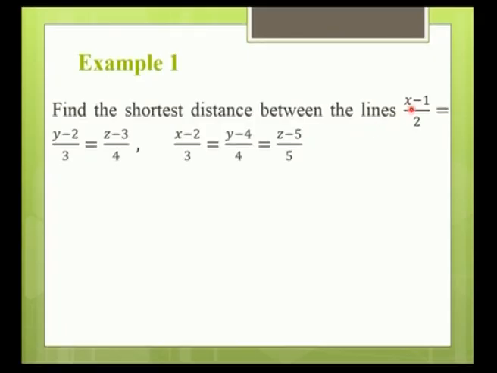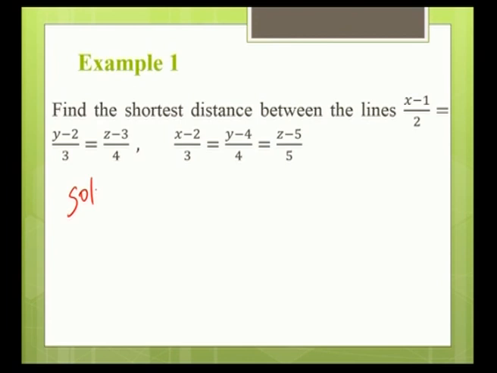Here two lines are given. The first line is (x minus 1) by 2 is equal to (y minus 2) by 3 is equal to (z minus 3) by 4. This is the equation of the first line, and the equation of the second line is (x minus 2) by 3 is equal to (y minus 4) by 4 is equal to (z minus 5) by 5. Find the shortest distance between these two lines.